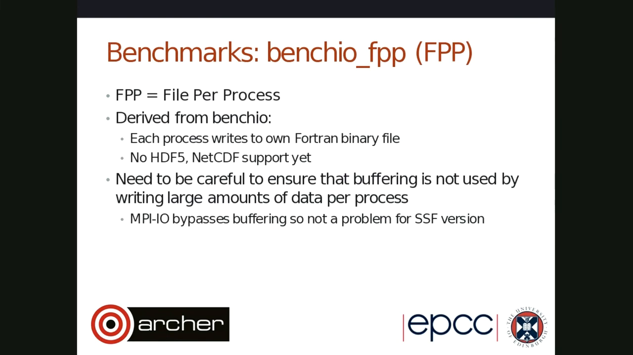And finally, as well as the single shared file, which I've talked about, there is another very naive way of doing parallel IO, and that's just for every process to write data to its own file. So if you have 1,000 processes, you'll end up with 1,000 files. We implemented this in a BenchIO FPP, which is also on the website. Essentially it uses the same decomposition as BenchIO, but each process, instead of writing to a shared file, writes to its own Fortran binary file. At the moment, it doesn't have HDF5 or NetCDF support, but we want to add them in.